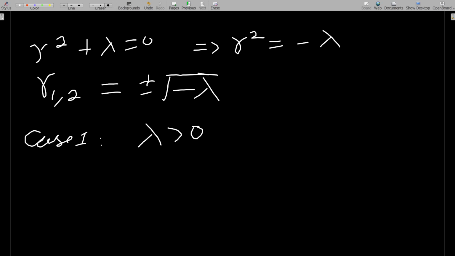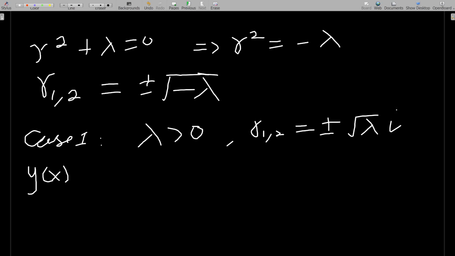So for this first case, our y(x) will be built from r₁,₂ equal to plus or minus the square root of λ times i, since the number under the root is negative. This is what we have.